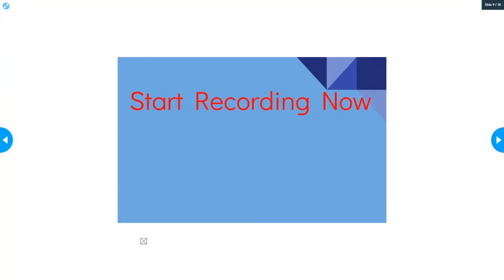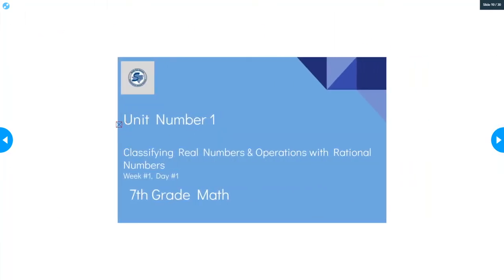This is when in the class we would start taking attendance, start recording all the data of who's here. We are in unit number 1, classifying real numbers and operations with rational numbers. So everything that we're doing in these next lessons in this whole unit is classifying real numbers and operations with rational numbers. So 2 different things.